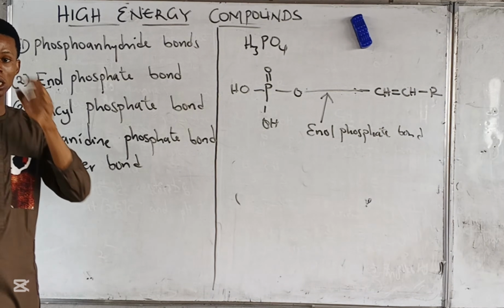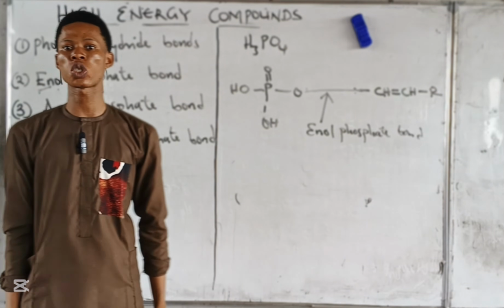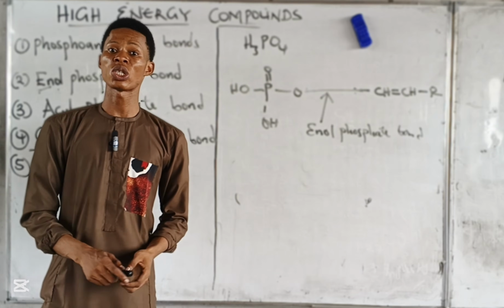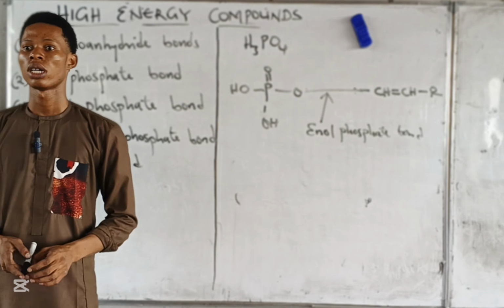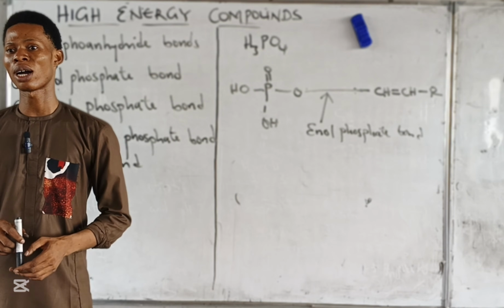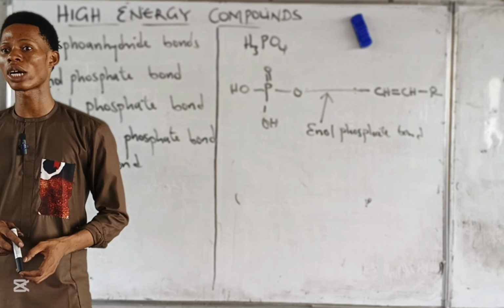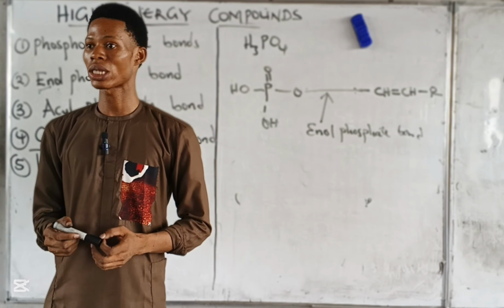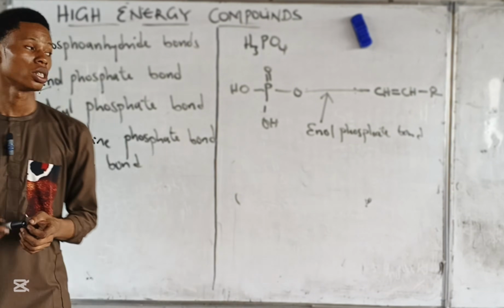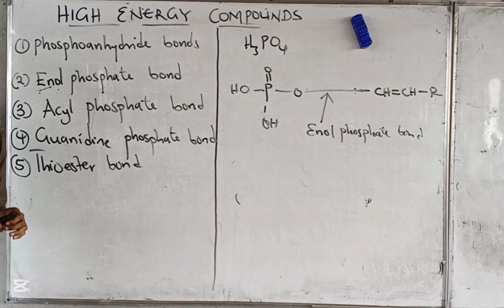And it's found in a compound called phosphoenol pyruvate. It is the richest in energy, as it gives energy of approximately, I think, 14.3 kilocalories per mole. Phosphoenol pyruvate is very rich in energy.